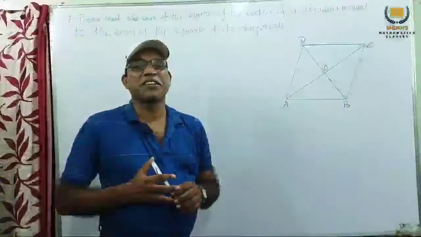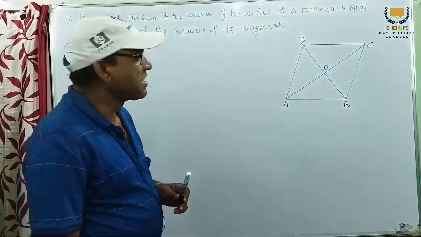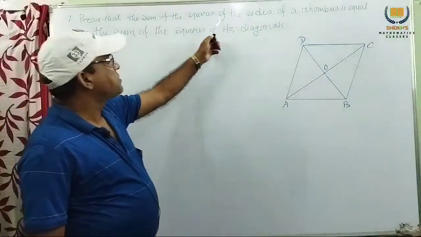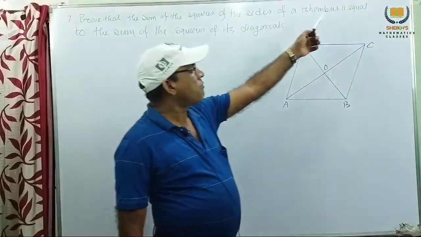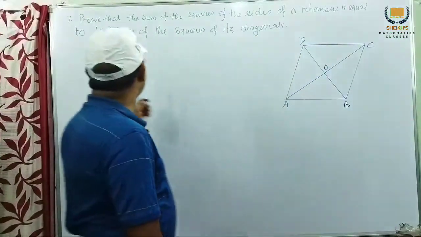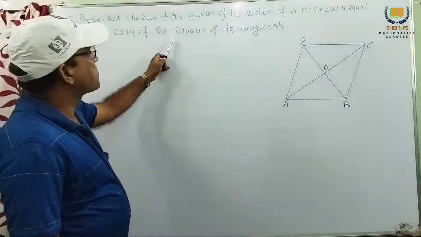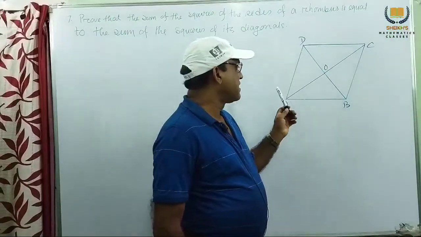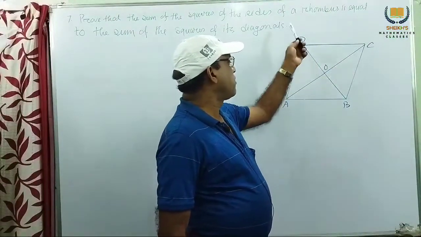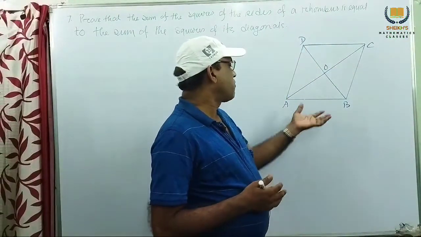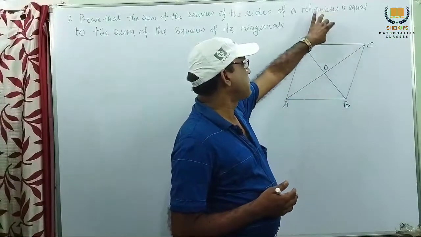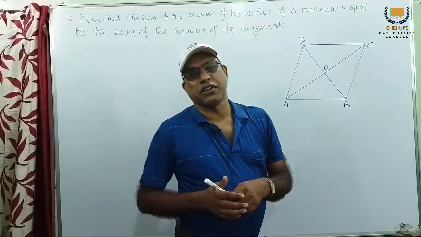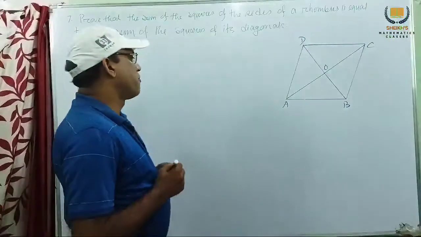Consider problem number 7. This is a mostly asked problem and a very easy problem. Prove that the sum of the squares of the sides of a rhombus is equal to the sum of the squares of its diagonals. So consider ABCD is a rhombus and AC and BD are two diagonals. Then we have to show AB square plus BC square plus CD square plus DA square equal to AC square plus BD square. This is what we have to prove.